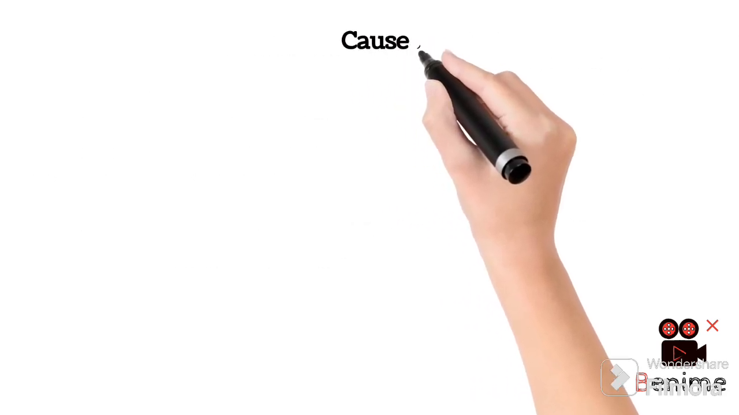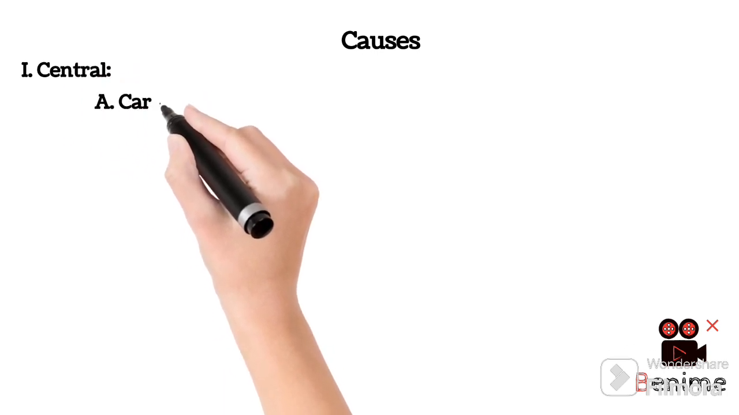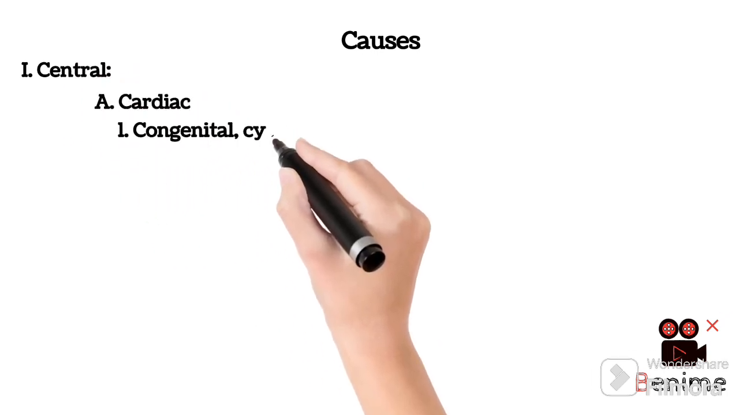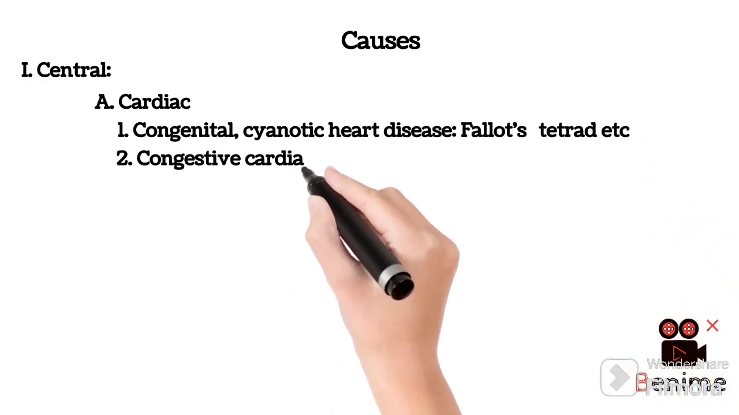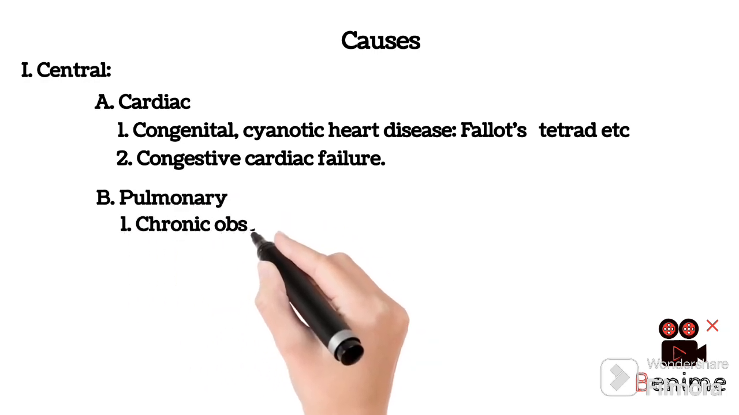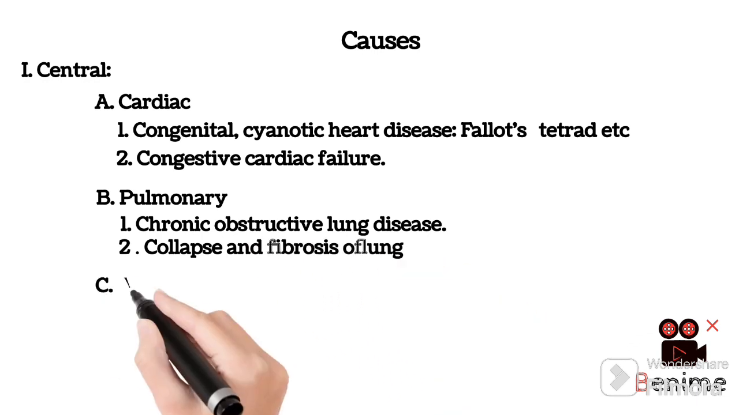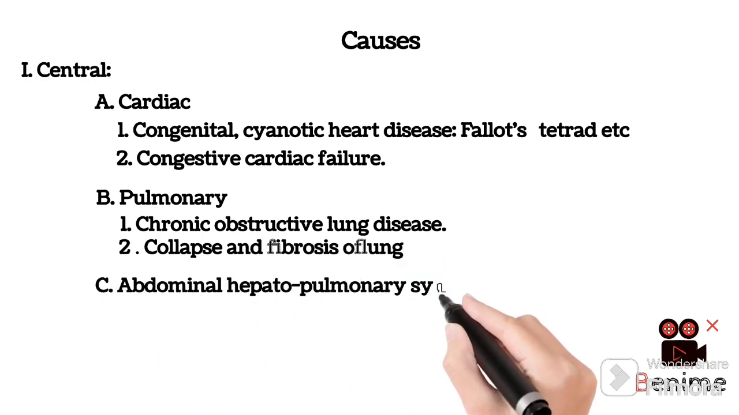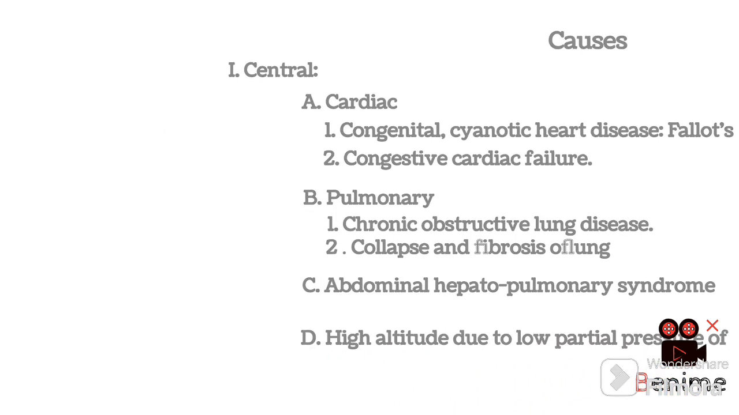Causes of cyanosis. First, central cyanosis. A. Cardiac causes: congenital cyanotic heart diseases like Fallot's tetralogy, etc., and congestive cardiac failure. B. Pulmonary causes: chronic obstructive lung disease, collapse and fibrosis of lung. C. Hepatopulmonary syndrome. D. High altitude, due to low partial pressure of oxygen.